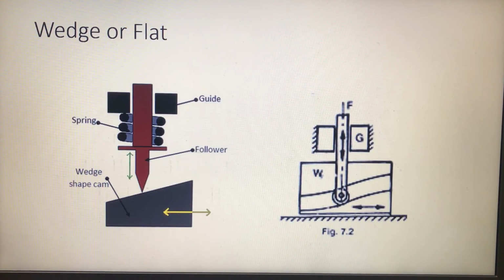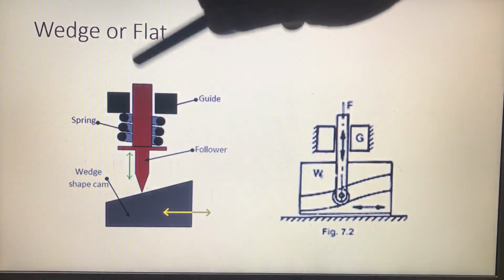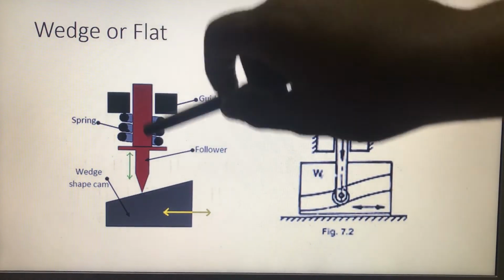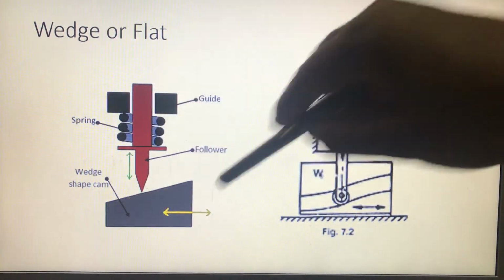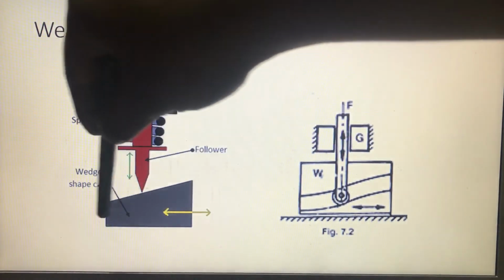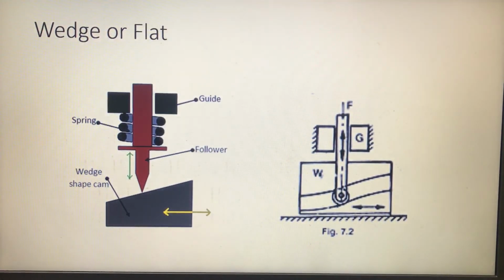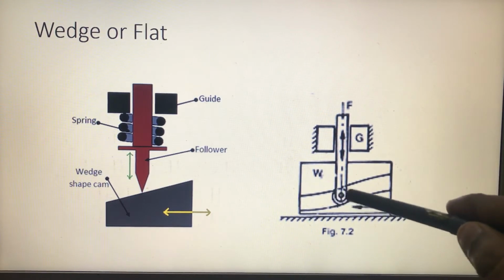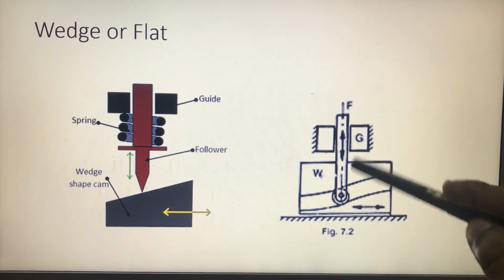First, the wedge type. It's a very simple one: as this wedge moves back and forth, the follower will reciprocate. This is of wedge shape, that is why it's called a wedge cam, as it operates back and forth. This will have translatory motion. Even it may have a groove like this. In this groove you have a roller, and as it moves back and forth it has translatory motion.